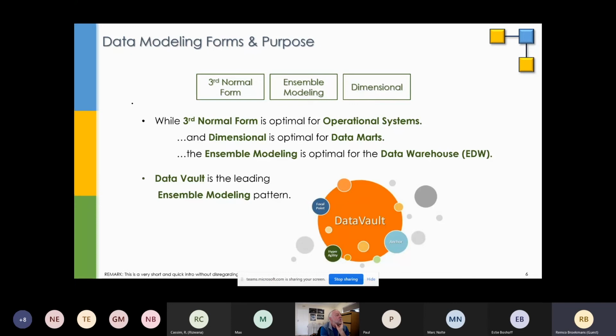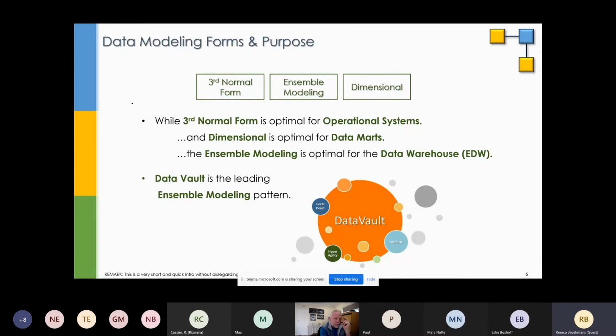And I used to create warehouses based on third normal form or based on dimensional, but they were all just kind of adaptation and it didn't feel very comfortable. And when I found out about ensemble modeling, or I started to find out about Data Vault, I said, wait a minute, this is something which I would never ever use if I want to create an ERP system or marketing system. I would never use Data Vault as a modeling pattern. Reason why, it's not suitable for that one.